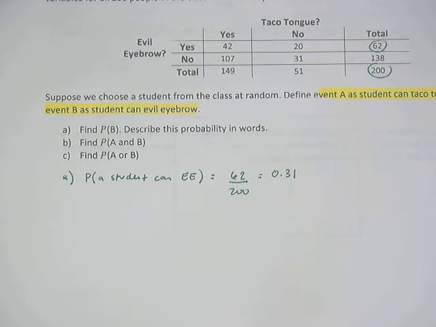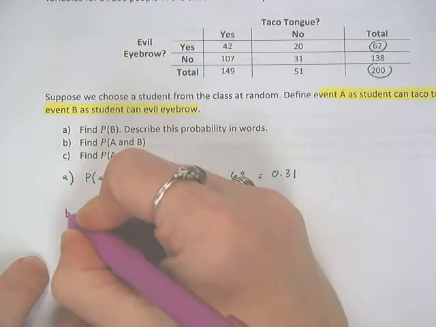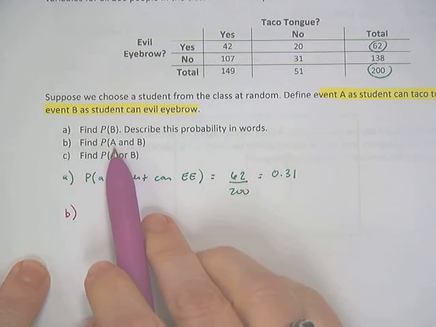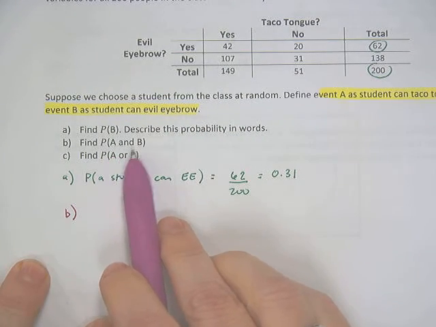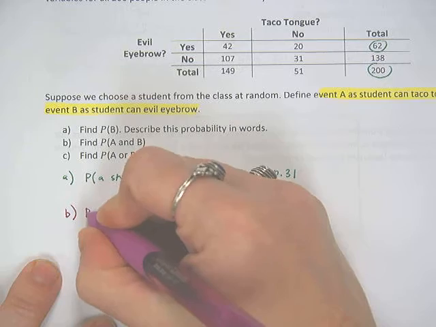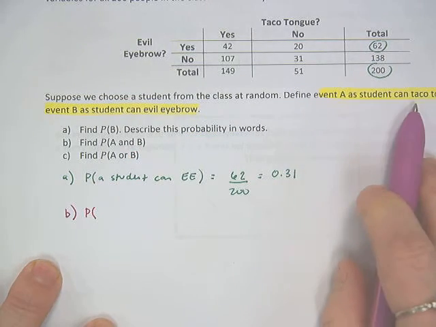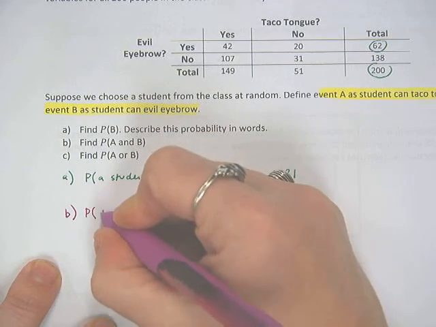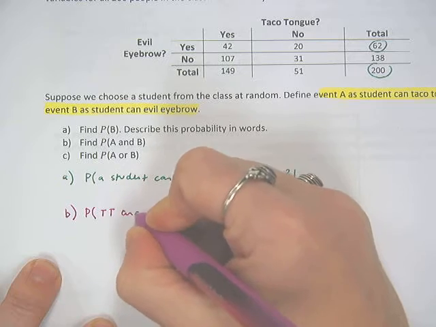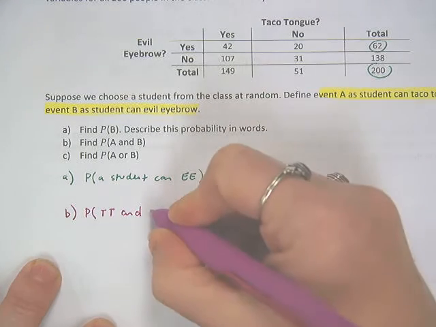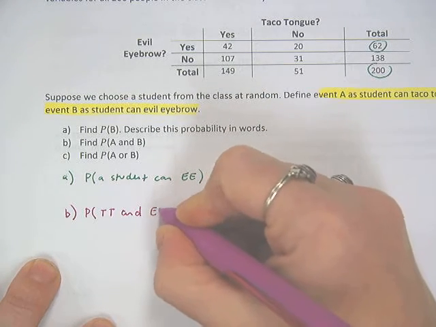All right, let's move on to B. Find the probability of event A and B occurring. That would be the probability that a student said, yes, they can taco tongue, and that same student can evil eyebrow.